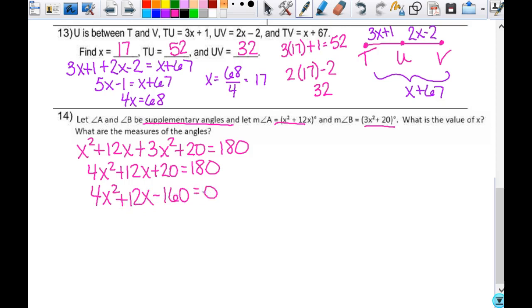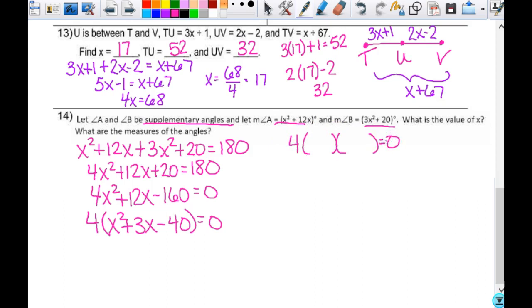So now that it's set equal to 0, I need to factor it and solve it. So I'm going to factor out my GCF, which is 4. That leaves me with x squared plus 3x minus 40 equals 0, since 4 goes into 160 40 times. Notice my GCF did not disappear. It is still equal to 0. So now I need to get it factored into two terms so that it looks like this.